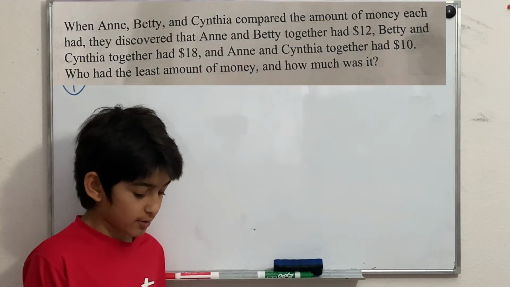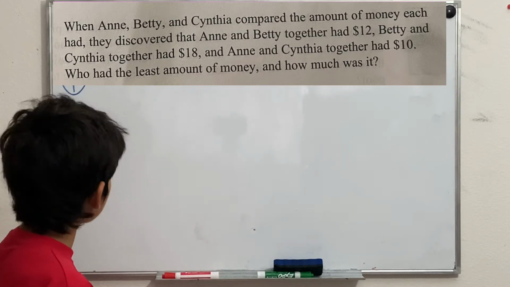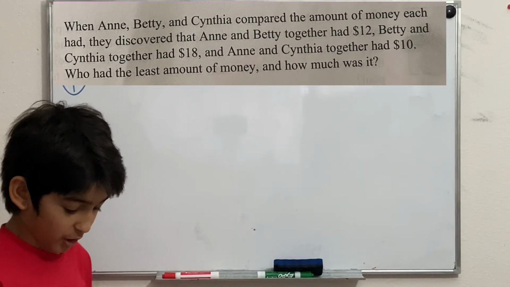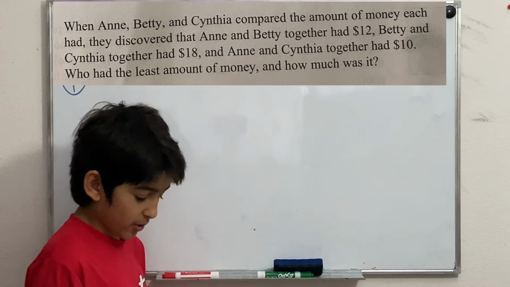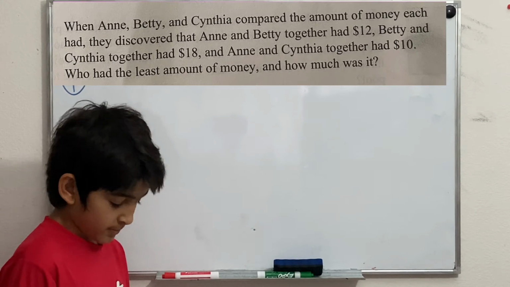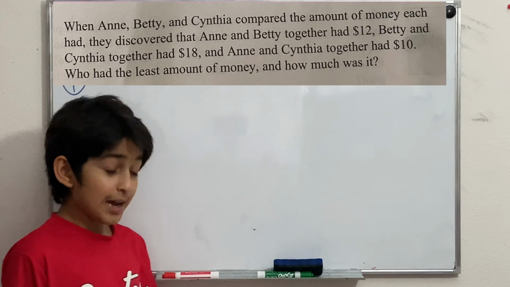The fourth one says, when Annie, Betty, and Cynthia compared the amount of money each had, they discovered that Annie and Betty together had $12. Betty and Cynthia together had $18. And Annie and Cynthia together had $10. Who had the least amount of money, and how much was it?